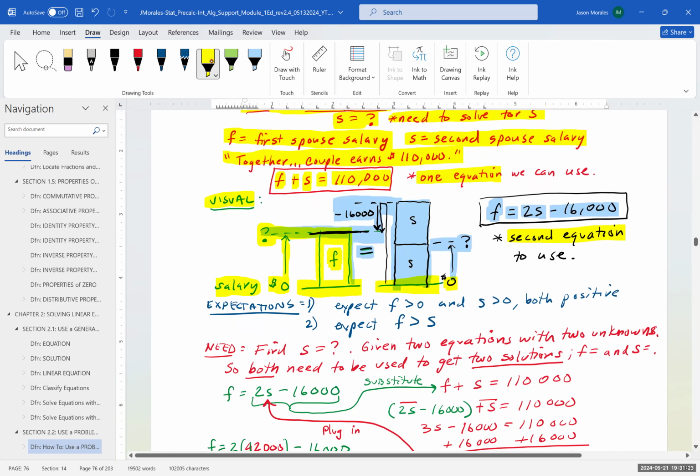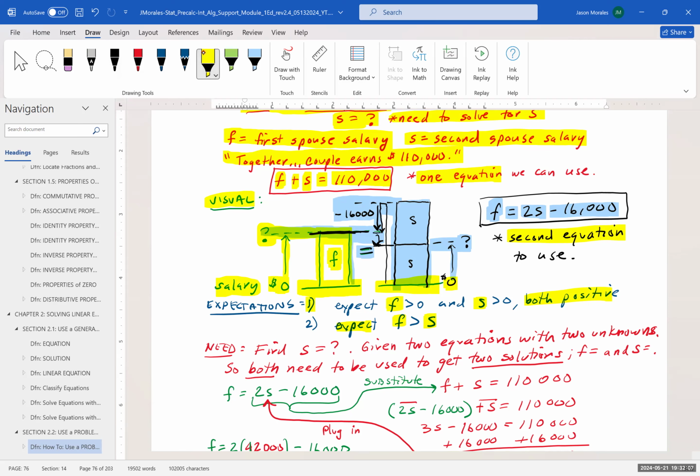But before we move on, let's look at what our expectations are. So number 1, we expect that the amount that the first spouse and the second spouse make to both be positive. Okay, salaries are positive, they're not negative. So we expect those 2 numbers to be positive. And we also expect that the amount that the first spouse makes will be greater than the amount the second spouse makes. And we can see that with this visual that we made here, that the amount that the first spouse makes is greater than the amount that the second spouse makes by themselves. So that's a second expectation.